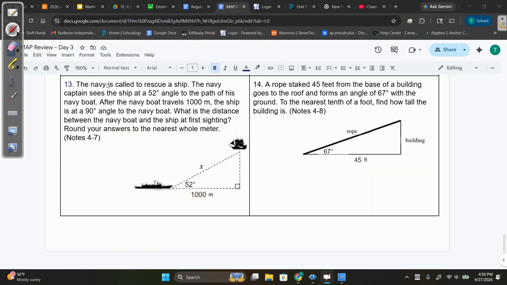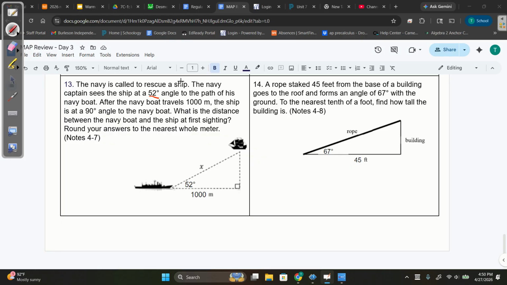The Navy is called to rescue a ship. The Navy captain sees a ship at 52-degree angle to the path of his Navy boat. After the Navy boat travels 1,000 meters, the ship is at a 90-degree angle to the Navy boat. What is the distance between the Navy boat and the ship at first sighting? Round your answer to the nearest whole meter.